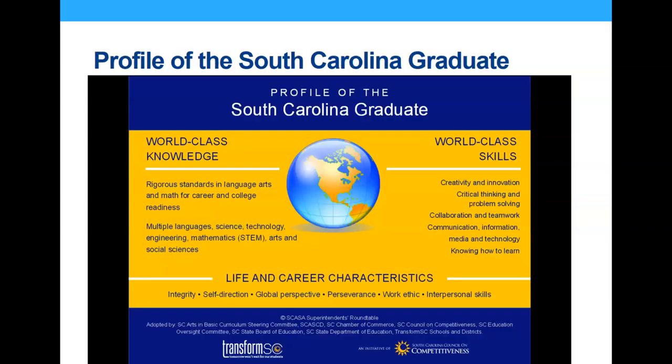So of course, this is the profile of the South Carolina graduate, something that I'm sure you have all seen. A little background on this document, if you don't know it already. This was a document that was put together collaboratively by a number of groups in the state, the Department of Education, the Council on Competitiveness, the South Carolina Oversight Committee, Superintendent's Roundtable. All those places are listed at the bottom of that document. But the way I see this document is that you could look at this as a definition of college and career readiness for the state of South Carolina.